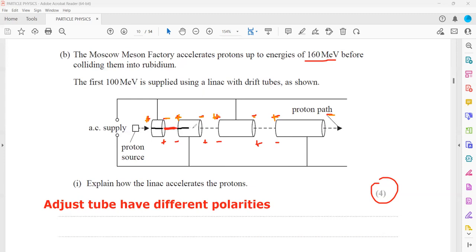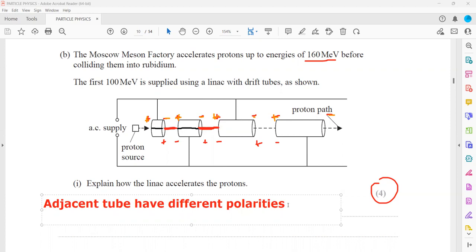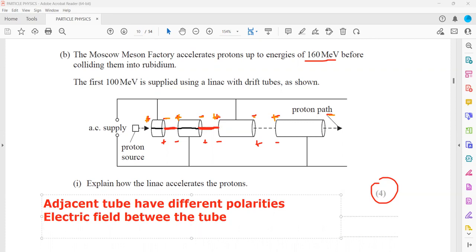But when it enters the tube again, the net resultant electric field when it is moving at the center cancels out, so it is not accelerating inside the tube. It only accelerates when it comes out from one tube. So there's no acceleration within the tube, only between the tubes. So adjacent tubes will have different polarities. As these adjacent tubes have different polarities, there's an electric field between the tubes. As a result of these electric fields, the proton will accelerate.